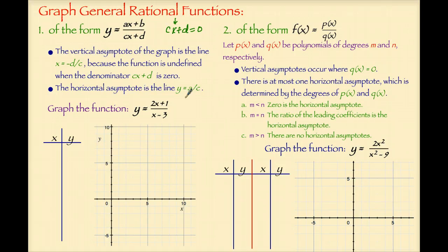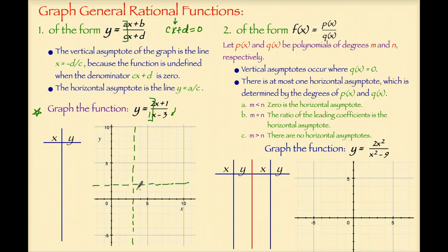The horizontal asymptote is the line y equals a over c. That's the ratio of these leading coefficients. And so let's graph the function y equals (2x plus 1) over (x minus 3), starting with finding the asymptotes. Where is this denominator equal to 0? X minus 3 is equal to 0 when x is equal to 3. Therefore, our vertical asymptote is going to be at 3. The horizontal asymptote will be the ratio of the leading coefficients, 2 over 1. That's at 2. And so there's the horizontal asymptote.